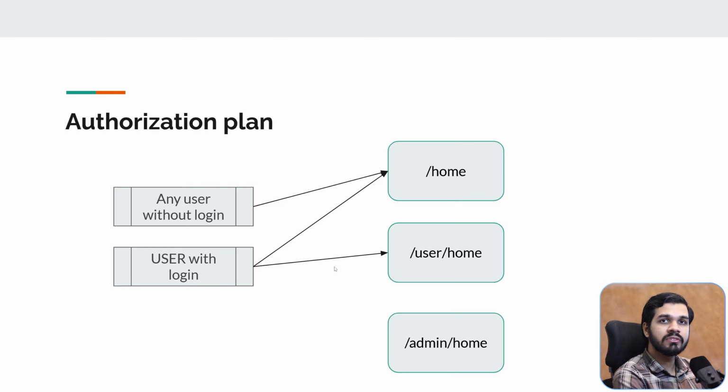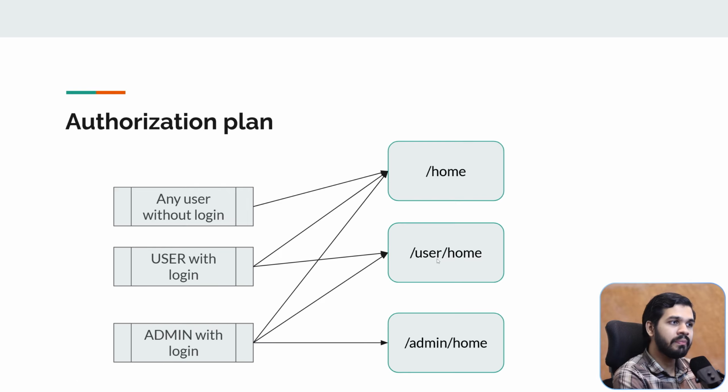So normal users will have access to the user's home, and there will be an admin user. And the admin user will have access to both admin home and user home along with the normal home directory that is accessible for everyone. So we will be implementing this, and we will be talking about the Spring Security Framework in detail. So without further delay, let's get started.